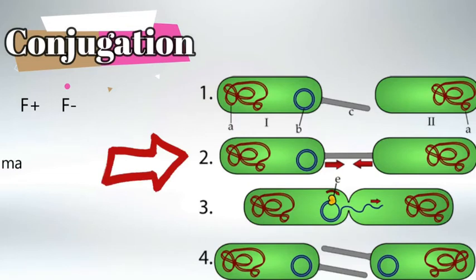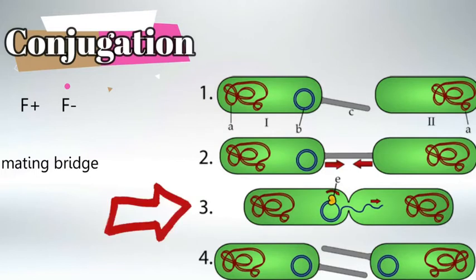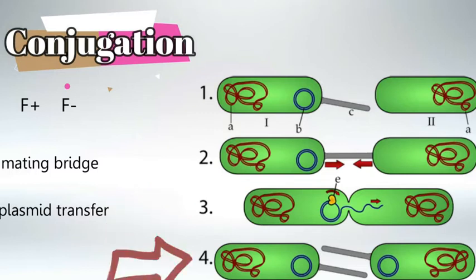So the F positive bacteria will link with the F negative bacteria and form the mating bridge. Then the F positive bacteria will make a copy of its plasmid, which encodes for the sex pilus, and will transfer this copy to the other bacteria. So now both bacteria have a plasmid which encodes for a sex pilus, and both are called F positive. This is the process of conjugation.